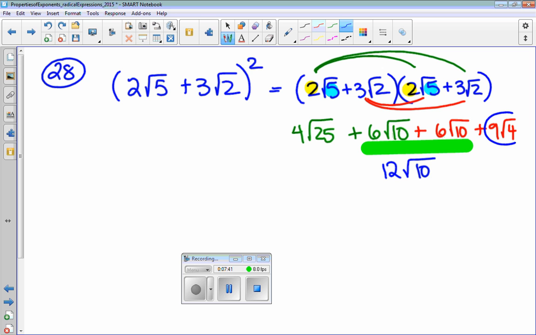These two things I'm circling now can also be combined because this is just 20. What is 9 radical 4 going to be? 18. Good. Because the square root of 4 is 2. 2 times 9 is 18. And I can combine those, and your final answer is 38 plus 12 radical 10.